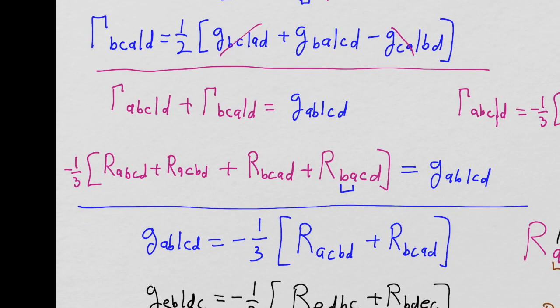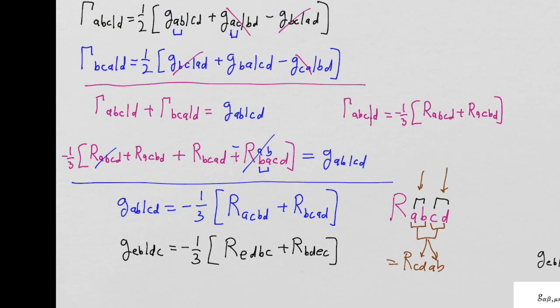Anyway, the point is I can take this BA and turn it into AB in favor of a minus sign. So I can do AB minus, right? And then if that's the case, you'll see that this, R_ABCD and R_ABCD, those cancel, right? So that means this will cancel with that. I guess I should do this. We'll cancel with that. And I'm left with, ta-da, the final formula. G_ABCD is minus one-third R_ACBD plus R_BCAD. So that's the final form.